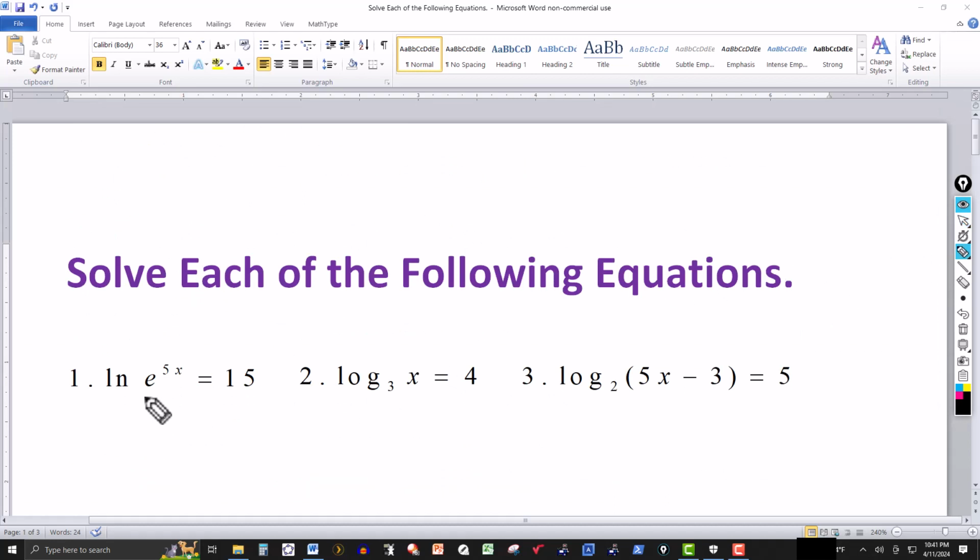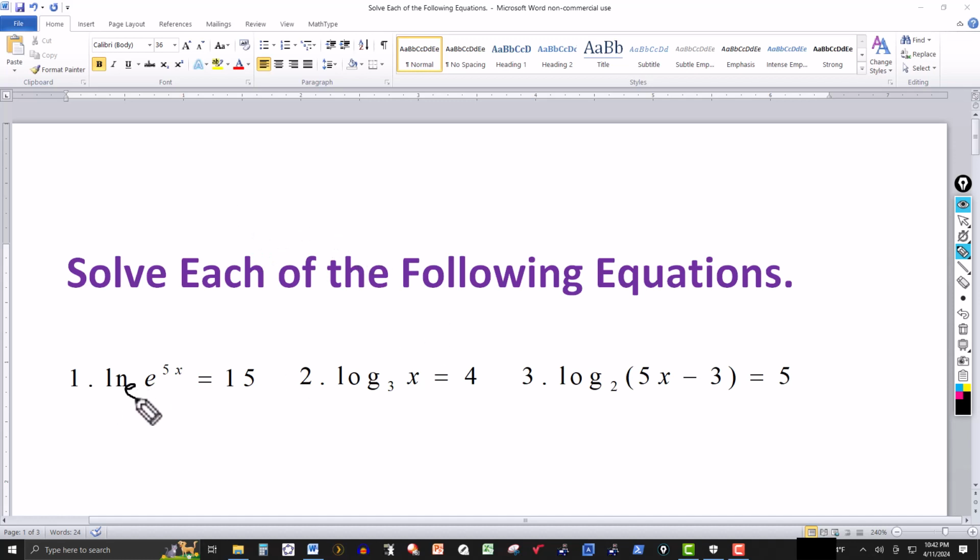So for the first one, we got natural log of e to the 5x equal to 15. Remember that the ln is the same thing as the log to base e. Log, if no base is given, it's understood to be base 10. So when you see ln, think of that as log to base e.